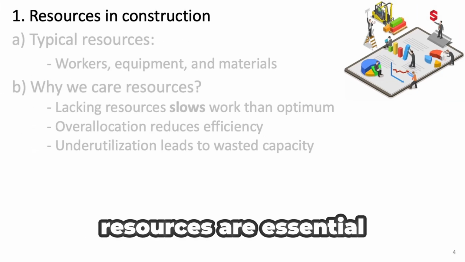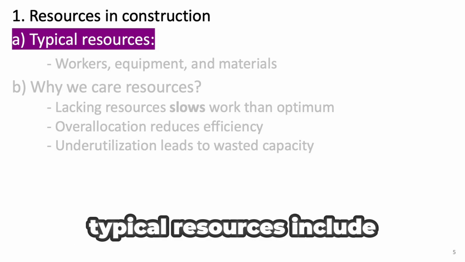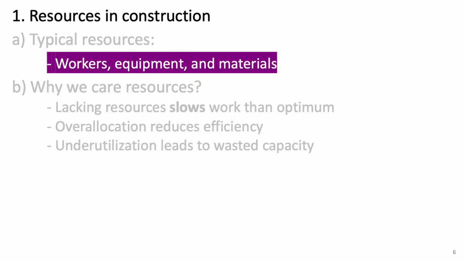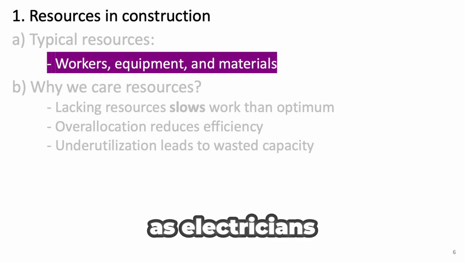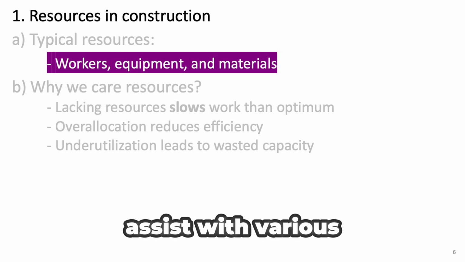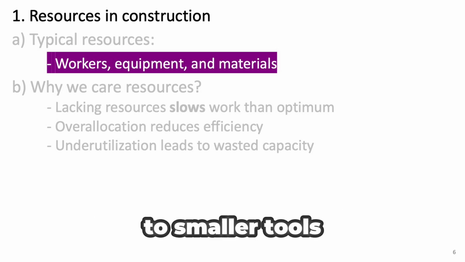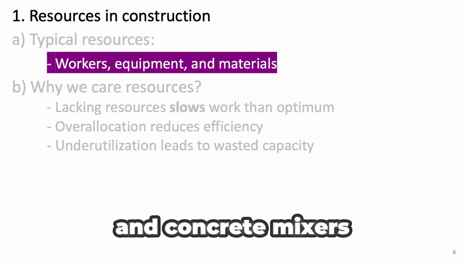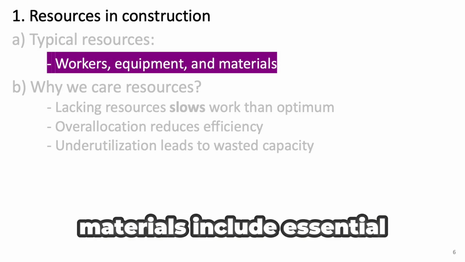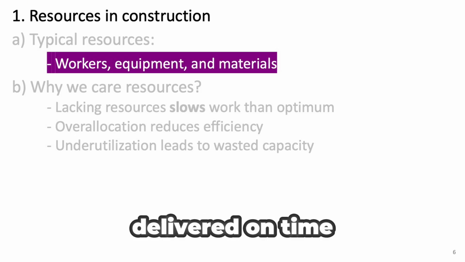In construction, resources are essential for completing a project on time and within budget. Typical resources include workers, equipment, and materials, all of which must be carefully managed. Workers include skilled tradespeople such as electricians, carpenters, and masons, as well as general laborers who assist with various tasks. Equipment ranges from heavy machinery like cranes and excavators to smaller tools such as drills and concrete mixers, all of which need to be available and properly maintained. Materials include essential building supplies like concrete, steel, lumber, and drywall, which must be delivered on time to keep the project moving.